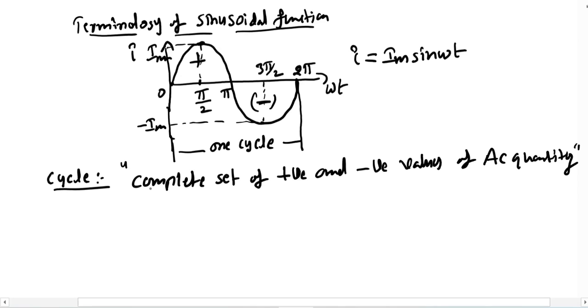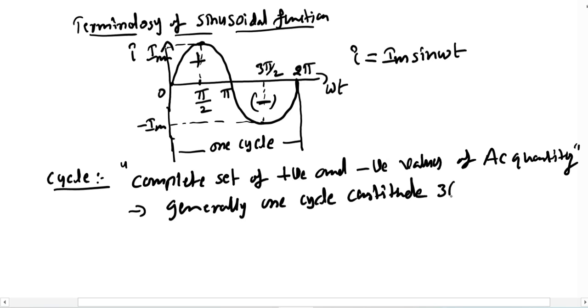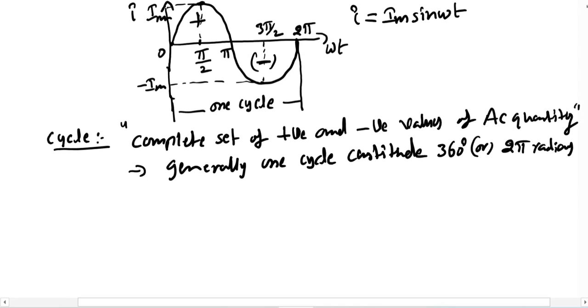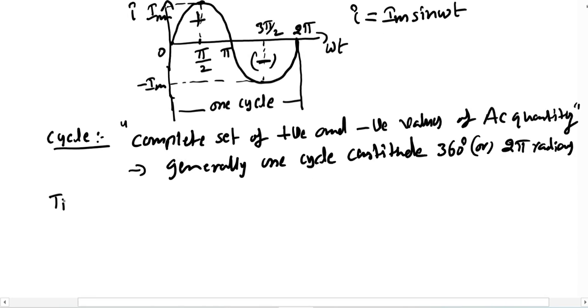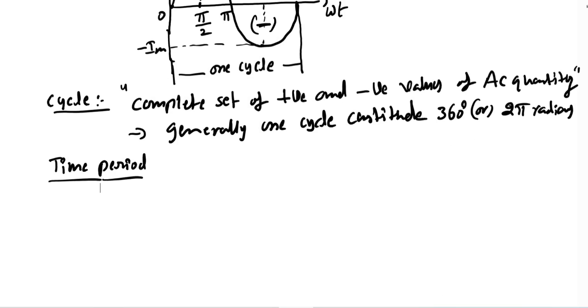Generally one cycle constitutes 360 degrees or 2 pi radians. That is, for one cycle you may have 360 degrees or 2 pi radians. Then another term we need to define here is called the time period. I will define this first, then I will go further.